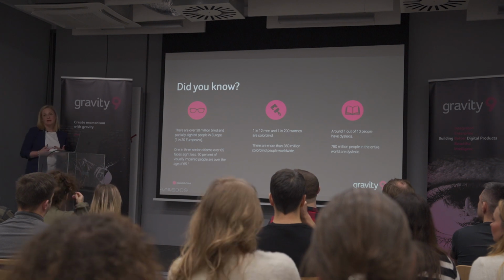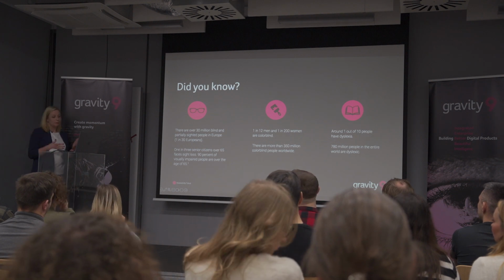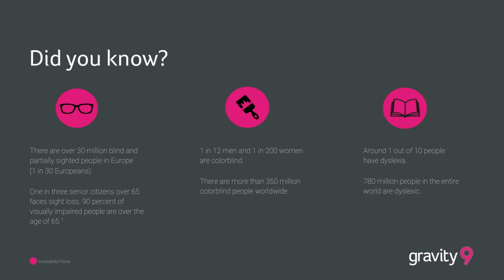People with disabilities are around us. You see people in wheelchairs, with sunglasses, white sticks. What you may not know is that the majority of disabilities are not visible to the bare eye. Over 30 million blind and partially sighted people are in Europe. That means 1 in 30 Europeans have some vision issues.